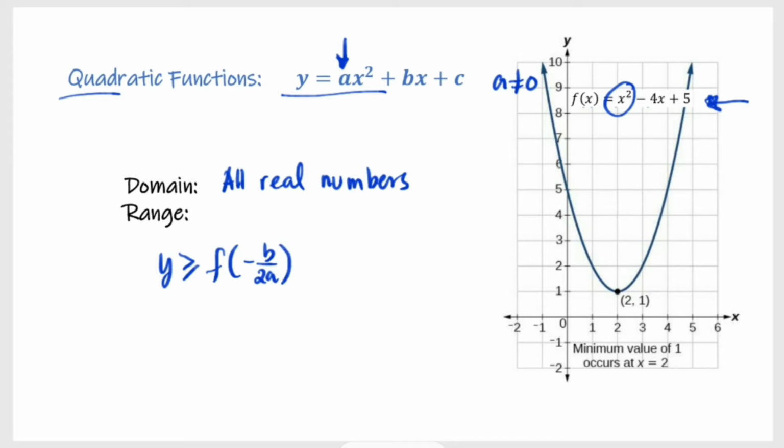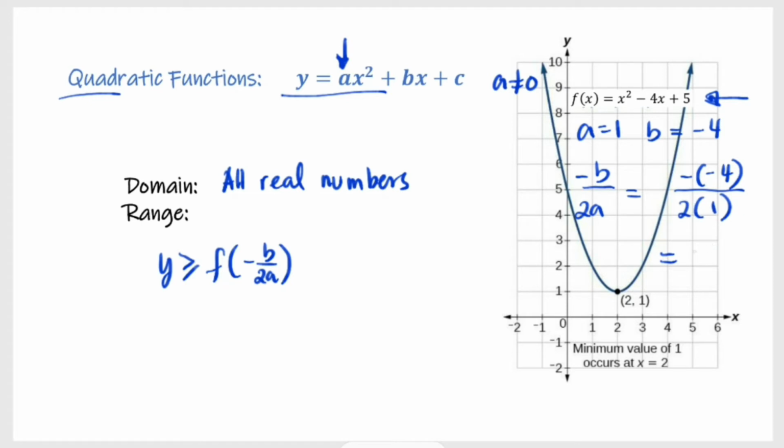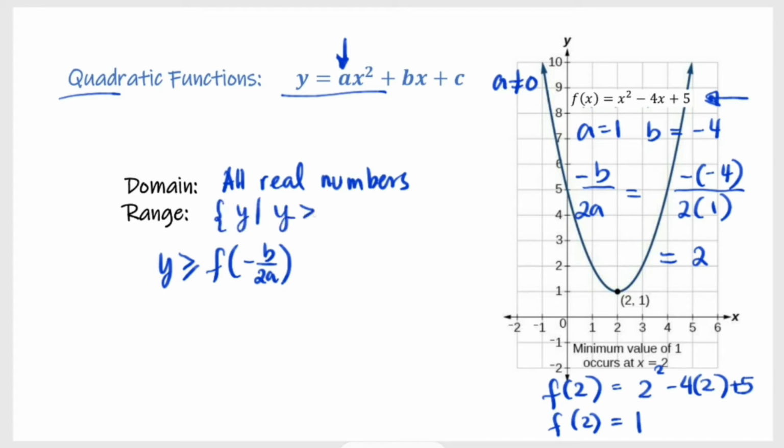In the given function, f of x equals x squared minus 4x plus 5, our a is equal to 1, our b is equal to negative 4. In that case, negative b over 2a is equal to negative of negative 4 divided by 2 times 1, which is equal to 2. So, f of 2 is equal to 2 squared minus 4 times 2 plus 5, which will give us 1. Therefore, the range would be all values of y such that y is greater than or equal to 1.